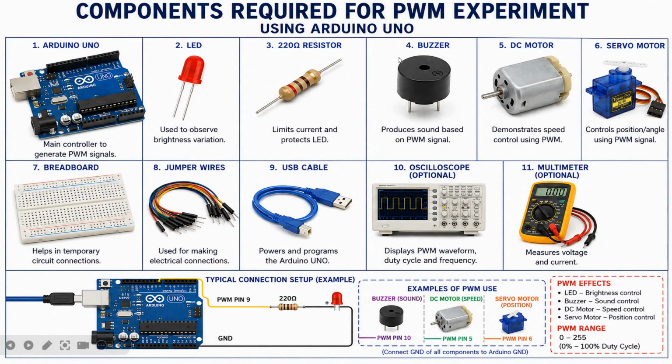These are the components required for the PWM experiment using the Arduino UNO. Here we will be using an Arduino UNO, an LED, and a 220 ohm resistor. You can use a 1K resistor also. Then one buzzer, DC motor, servo motor, a breadboard, and jumper wires as needed. You need a USB cable, an oscilloscope, and a multimeter to measure the voltage.